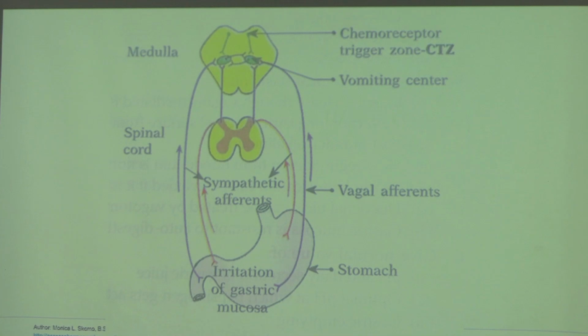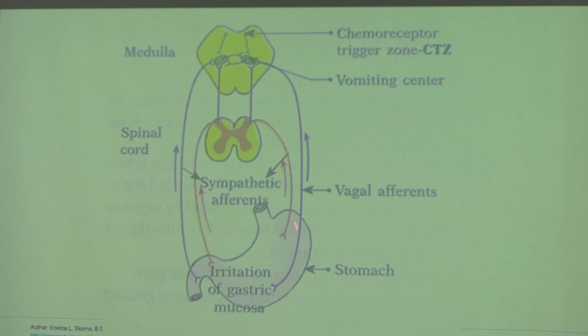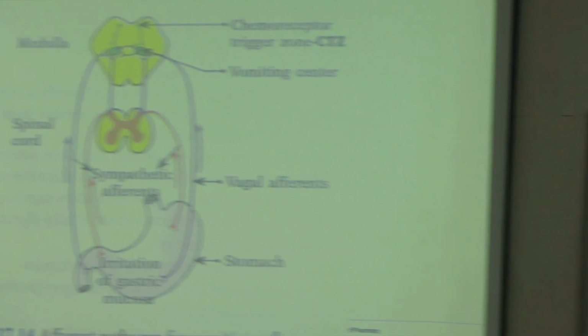So these are some afferent impulses. One impulse is coming from the higher centers. Another impulse may come from the stomach itself. Because of irritation of the inner wall of the stomach, the signal will come to here as well as to here. It is the spinal cord. From here, some fibers which are parasympathetic will carry impulses directly to the medulla, and there it will stimulate the vomiting center.